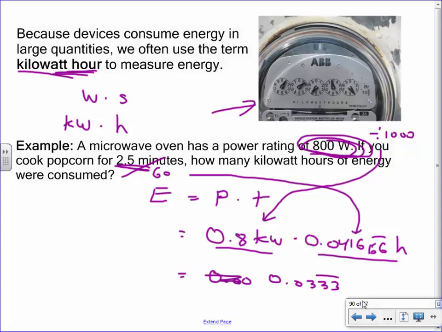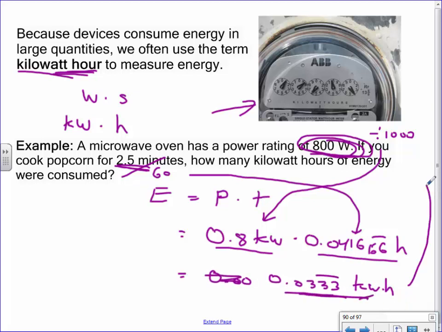0.033 repeating? Okay, so this is how many kilowatt hours gets used. This is typically the unit of measurement that the power company is going to charge you by, because they're going to keep track of things not by seconds. That's too short of a unit. They're going to keep track of it by kilowatt hours. And then I believe that we can Google the price.